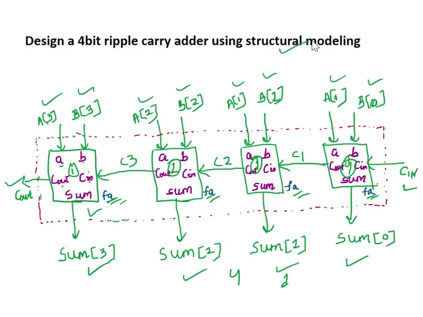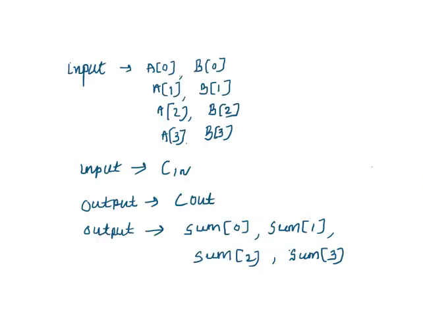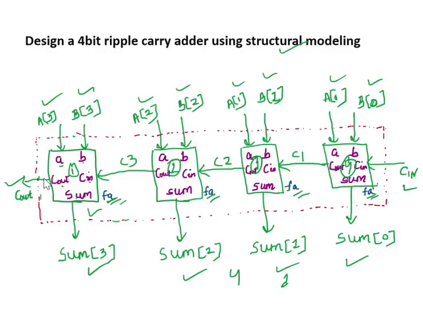Okay, so what are the inputs here? A0 B0, A1 B1, A2 B2, A3 B3. Then the input is C in, the output is C out, and again the outputs are sum 0, sum 1, sum 2 and sum 3. You can see here the outside of the block. These are all inputs, this part is also input, and this part is my output, and this is also output.